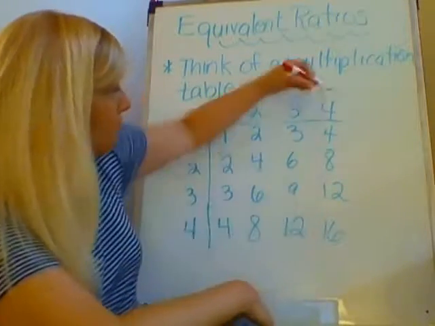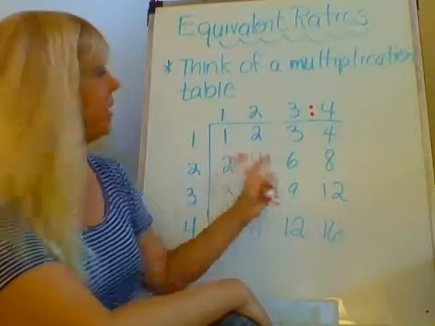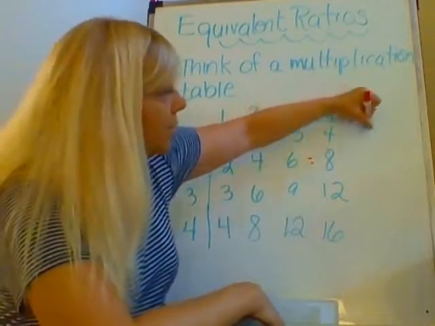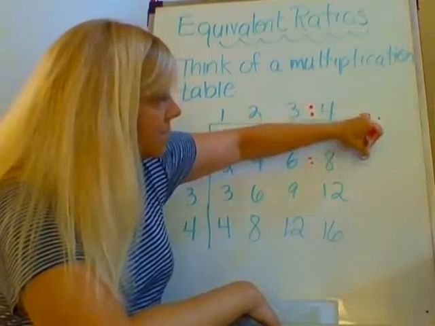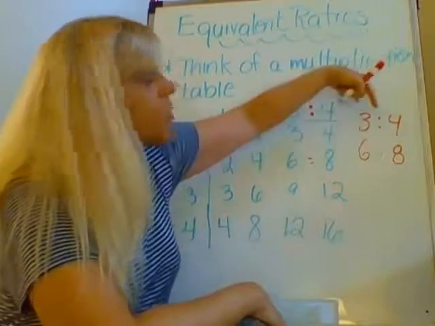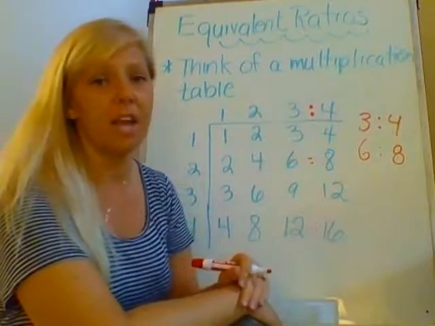Let's look at 3 to 4. So 3 to 4 is equivalent to 6 to 8. Because if I double the 3, I make 6. And if I double the 4, I get 8. So both of my terms in my ratio have been doubled each time.